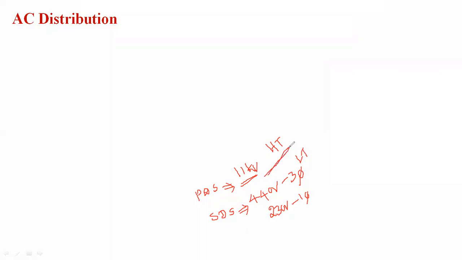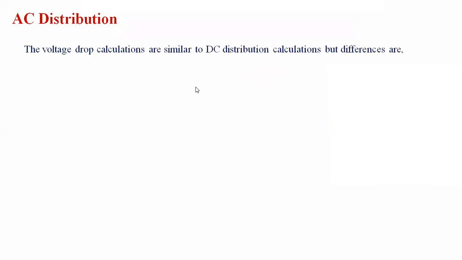That is the primary distribution system. This represents the HT line, the high tension line, and the secondary distribution system represents the low tension line, where the operating voltage is low, that is 440 volt or 400 volt for three phase system, and 230 volt for single phase system. Here we can find how to do the voltage drop calculation, and the voltage drop calculation is similar for the AC as well as the DC distribution system. But the major difference is that in the AC distribution system, the parameters are resistance, inductance, and capacitance.